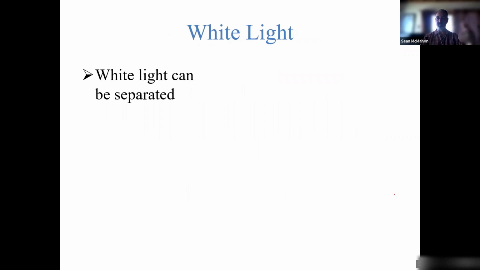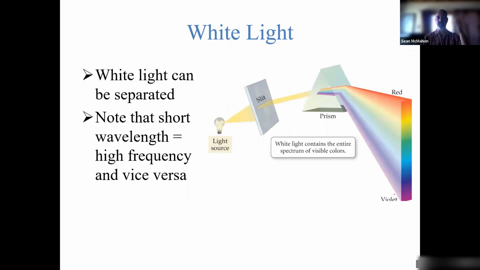So one of the things that we know with light is we can separate it. We can shine light through a slit, through a prism, and it'll bend it, okay? So the longer wavelengths, like the red light, when they go through the prism and the little crevices in the prism, don't bend as much because they can go around the little crevices.